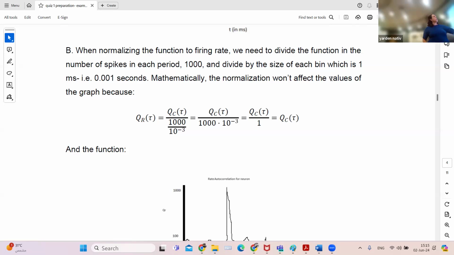Yes, so when you want to go from the count to the rate, you need to divide by the full number of spikes that you have in the sample, which is 1,000. This is the probability. And then divide it again by the size of the bin in seconds.